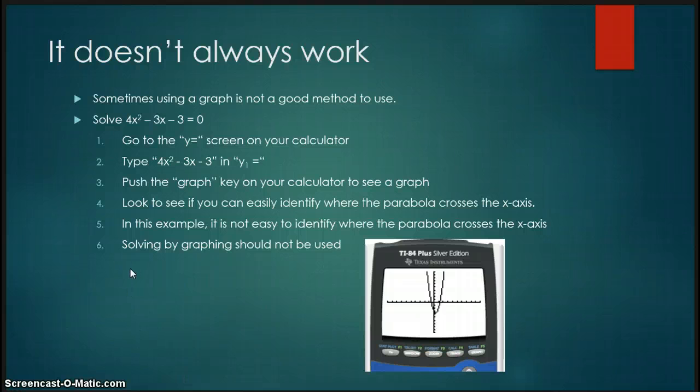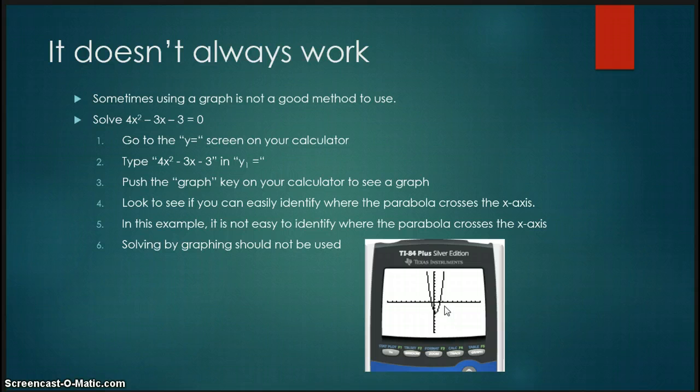Of course, this method doesn't always work. We have here another quadratic equation. It's set equal to 0. Looks like everything's good to go. We put it in our calculator. We hit the y equals screen. We enter it into the y1 line, 4x squared minus 3x minus 3. When we press graph, we get a parabola.